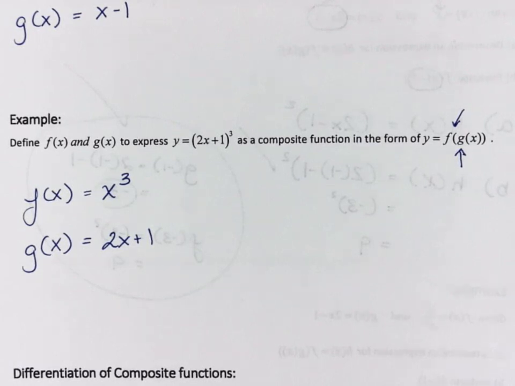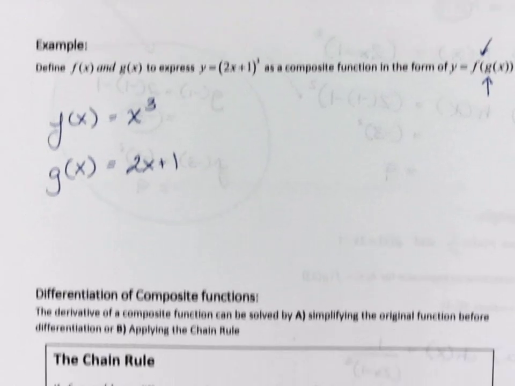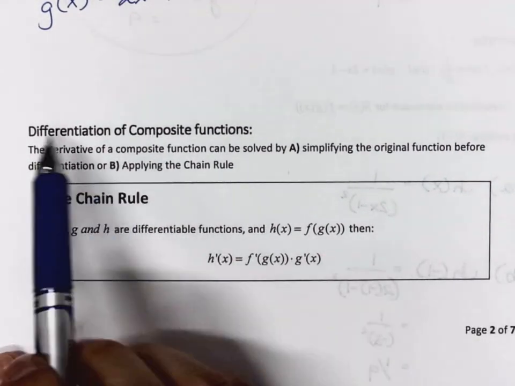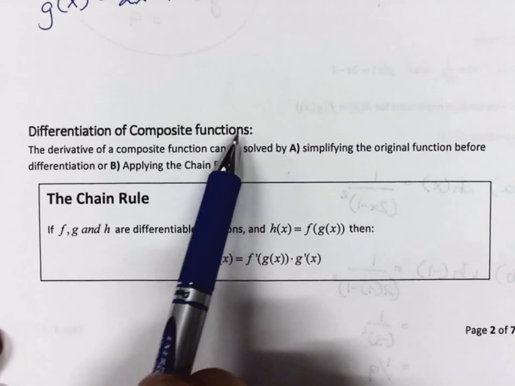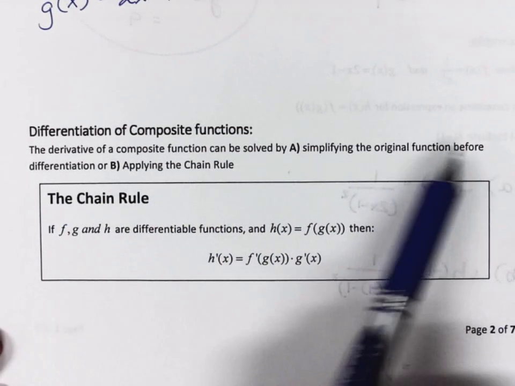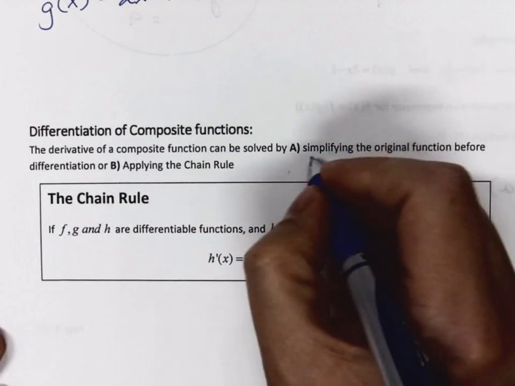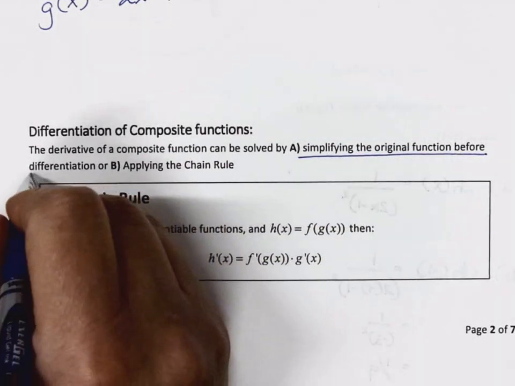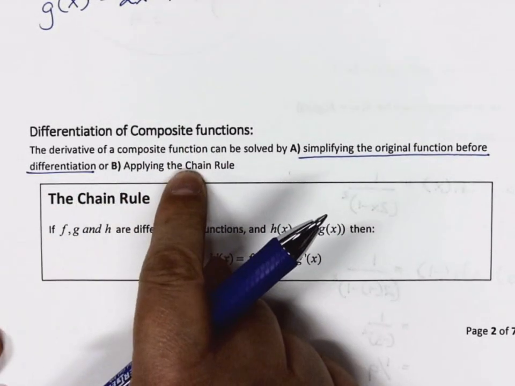Okay, so what we're going to do today is the chain rule is useful for differentiation of composite functions. So we can simplify the original function before differentiation. So that's kind of the long way. Or we can apply the chain rule.